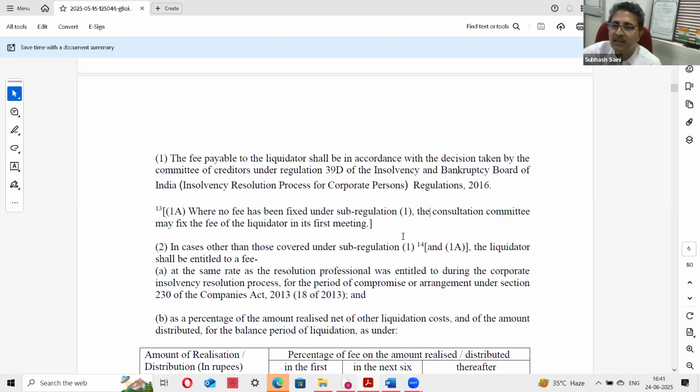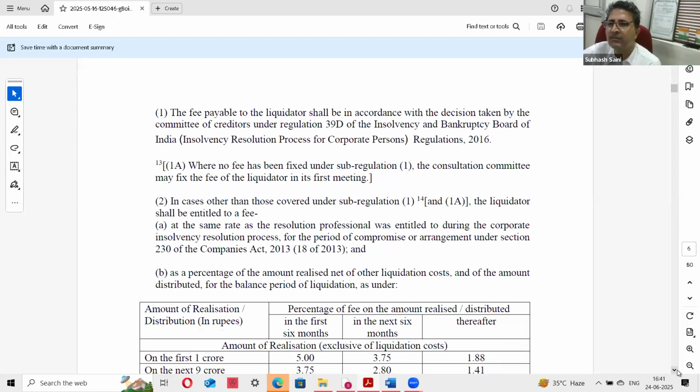Because here the percentage is given under clause B, as a percentage of the amount realized net of other liquidation cost. But there are so many cases where the asset is there, and neither the bank nor the directors have handed over the actual assets and the litigation is going on. There are approximately 20 court cases pan India. In such cases, liquidators are suffering. Even the bank is not paying the liquidation costs and we are incurring liquidation costs from our own pocket.